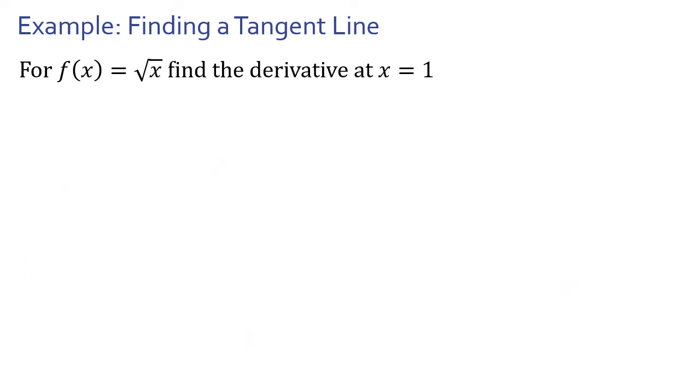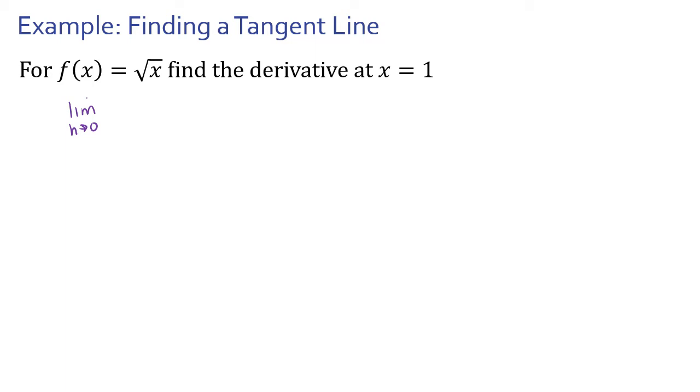Okay, let's look at another example. So for f of x equals the square root of x, find the derivative at x equals 1. So let's go back and use our formulas. I'm going to stick with using the limit as h approaches 0 because we're going to end up using this a lot more in the future, and you'll see that play out pretty soon.